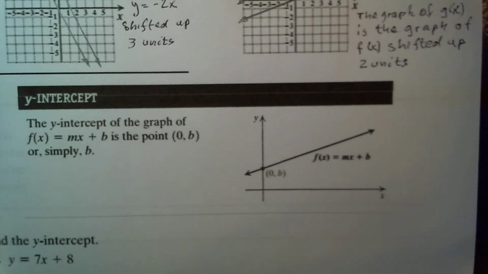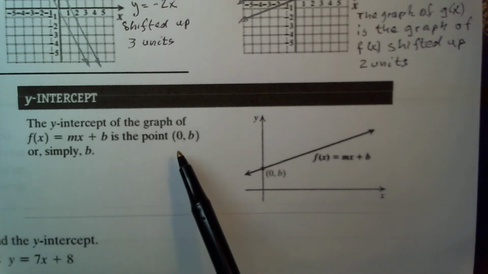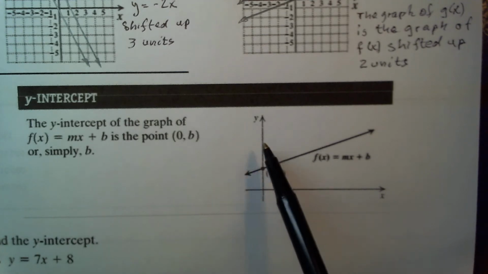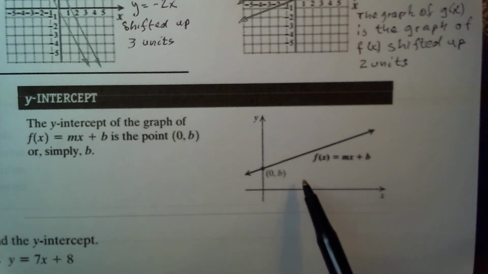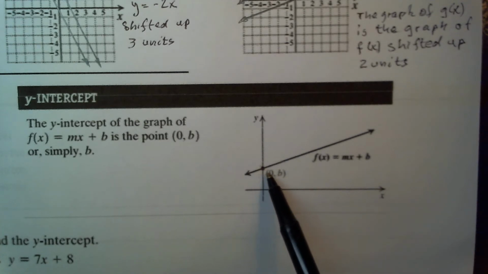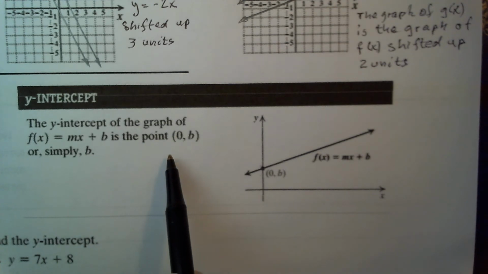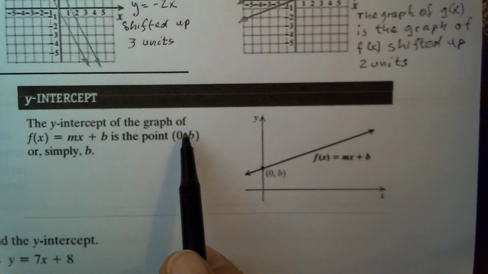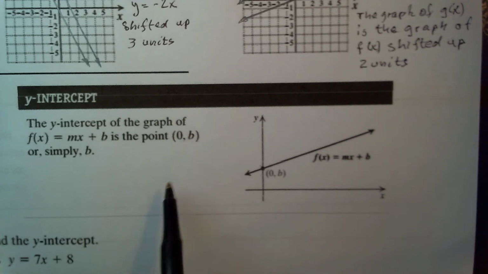So let's talk some more about the y-intercept. The y-intercept of the graph of y equals mx plus b is the point 0, b, or simply b. So here's the xy coordinate system. Here's f of x equals mx plus b, and this is the point 0, comma b. It's really better to use the two coordinates to designate a point rather than just b. This is certainly better to describe a point with two coordinates.